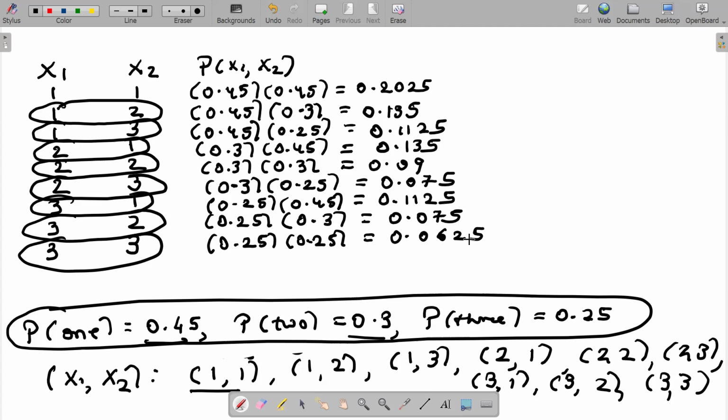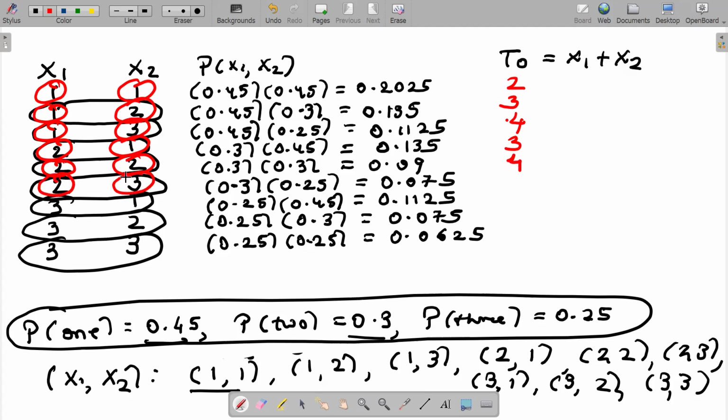Okay. And now what is T0? T0 is the sample total. So it's just x1 plus x2. So I can say 1 plus 1, 2, 1 plus 2, 3, 1 plus 3, 4, 2 plus 1, 3, 2 plus 2, 4, 2 plus 3, 5, 3 plus 1, 4, 3 plus 2, 5, 3 plus 3, 6. These are my values taken by the sample total T0.